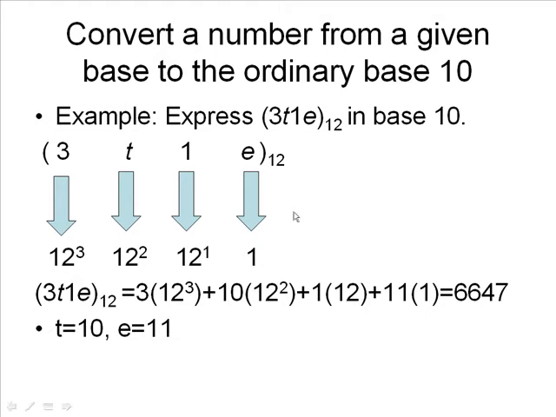So let's summarize how to convert a number from a given base to the ordinary base 10. If we have a number expressed in base b, to convert it to base 10, we multiply each digit with what it represents: 1, b, b squared, b cubed, and add them together. That would be the equivalent base 10 number.